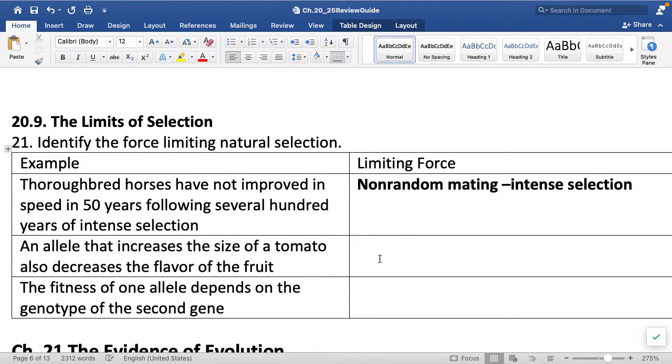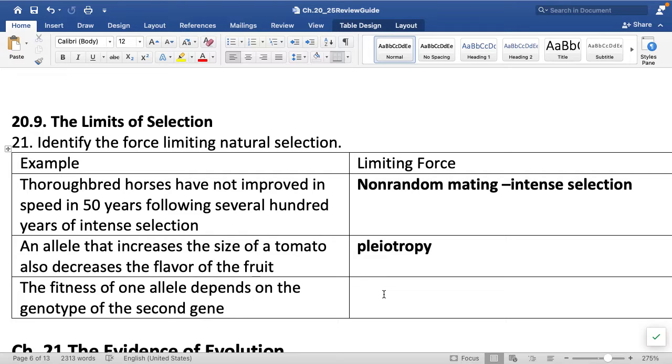An allele that increases the size of a tomato and also decreases the flavor of the fruit. Would that be a mutation? No. It's one done by humans. Pleiotropy. A single gene with more effects. So this gene caused the increased size of the tomato, but as a result, the flavor's not as good.